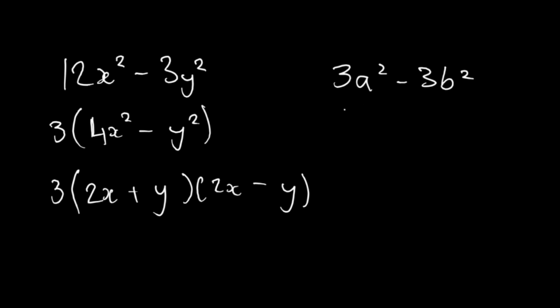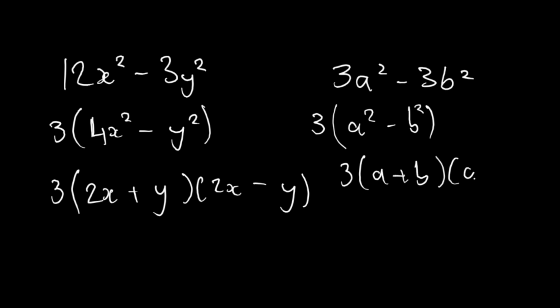For this one, it's a similar situation. Just take the common factor out, 3. Then it becomes a squared minus b squared. Since the letters are the same, you use the rule directly. So 3 times a plus b and a minus b. And there you go.